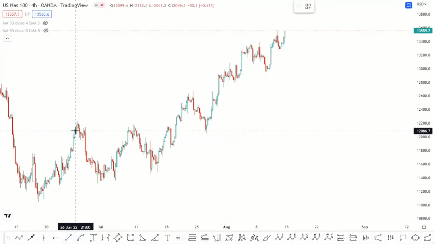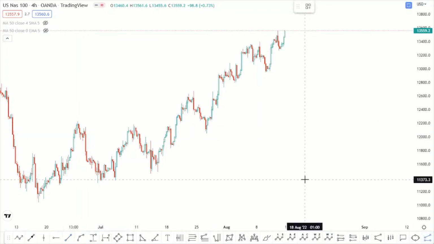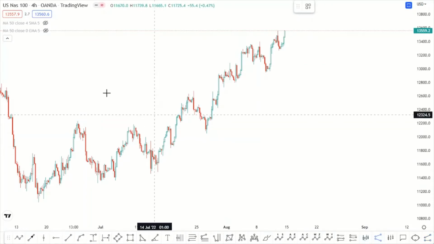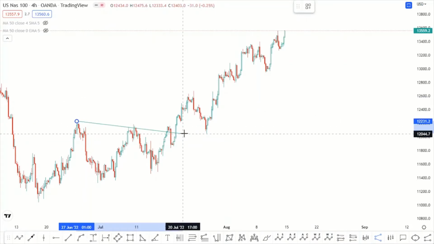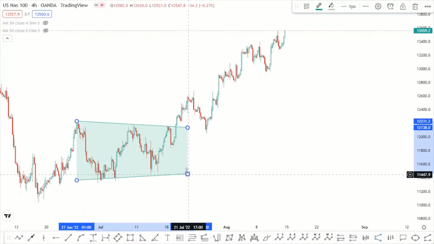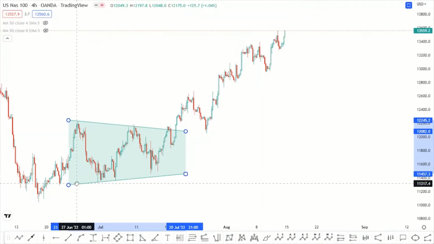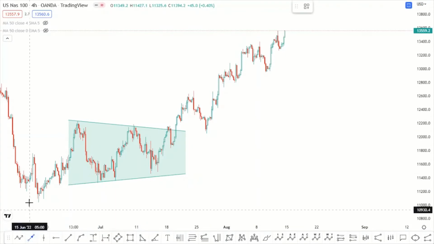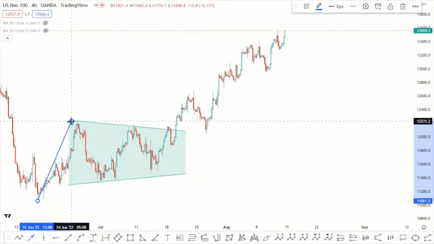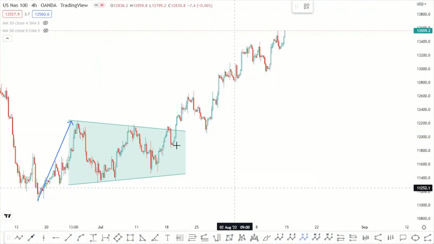First of all, I'm going to point out the corrections. I'm going to make our corrections pretty much clear and visible so that we can understand what has been happening. We had this correction after this impulse over here, an impulse at the beginning of a trend. It went up and then made a correction sideways.